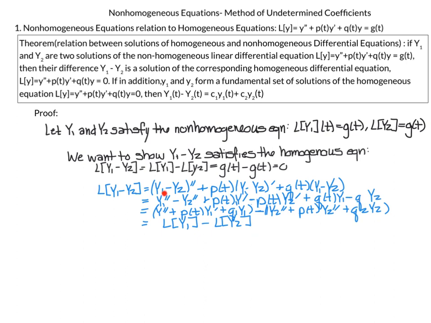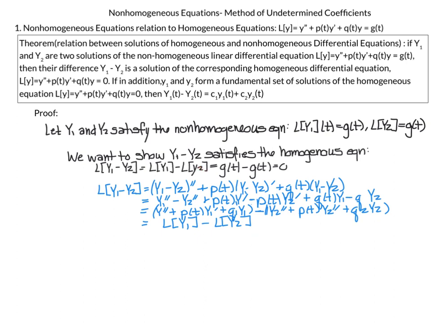And then we can group our y1 terms together. We can group our y2 terms together. And what you see is that is equal to L of y1 minus L of y2. So this blue part just explains how I got from this line to this line. Or it's something that you can say because the derivative functions and the multiplication and addition functions, which is what L of y is composed of, are linear, you can separate these out.